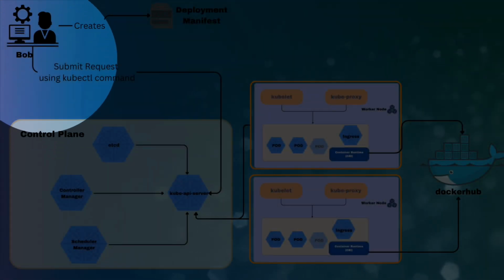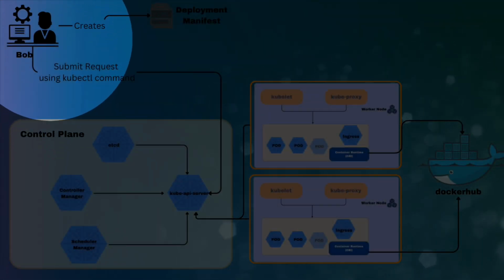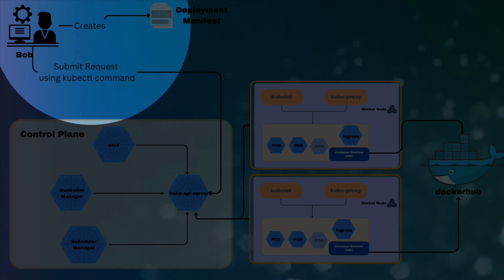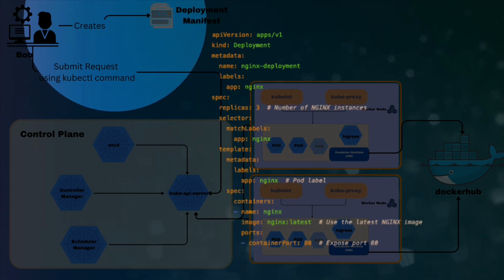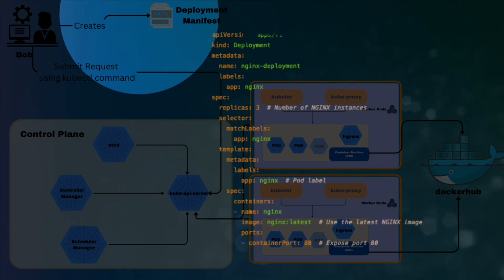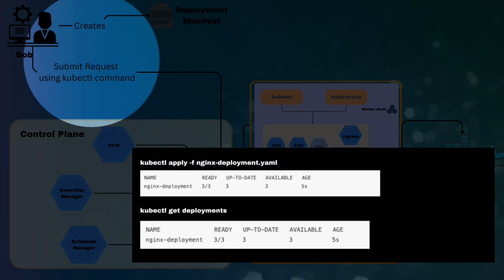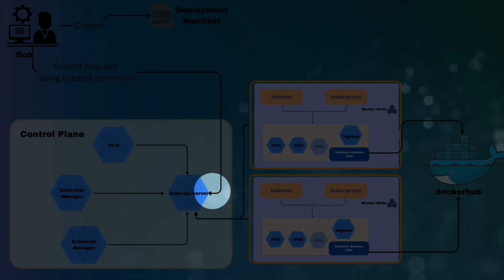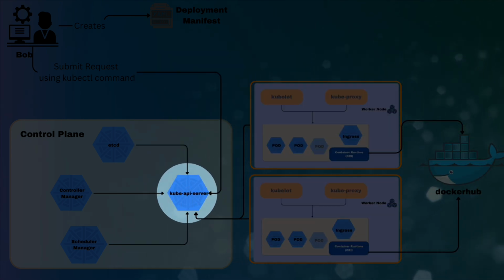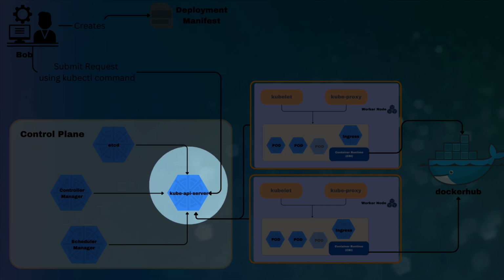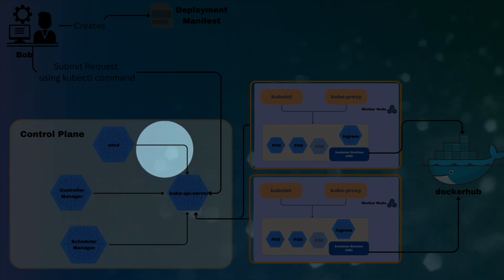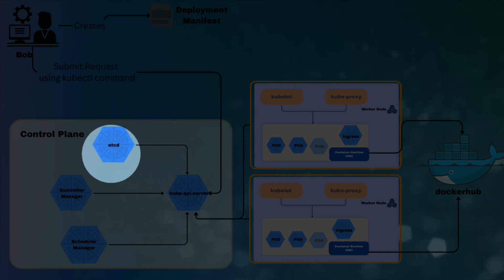Let's say, as a Kubernetes admin, Bob wants to deploy 3 instances of a web app using a container image. Bob creates the deployment manifest file. He submits the request to the Kubernetes cluster using the kubectl command. The kubectl command interacts with the API server. API server receives the request, validates it, and stores the desired state in the etcd data store.